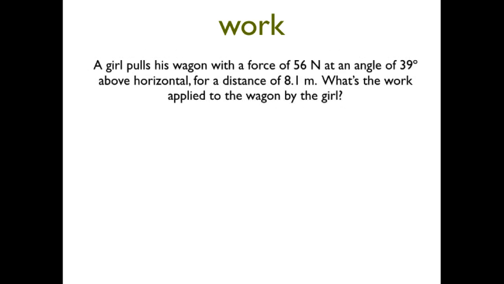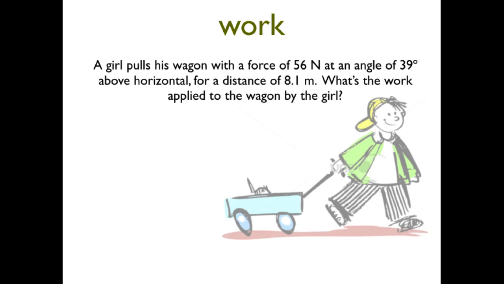All right, so let's look at a real simple example here. A girl pulls a wagon with a force of 56 newtons at an angle of 39 degrees above horizontal for a distance of 8.1 meters. What's the work applied to the wagon by the girl? So here she is, and we can imagine vectors. We can imagine the force that she's pulling, 56 newtons, at an angle of 39 degrees above horizontal.